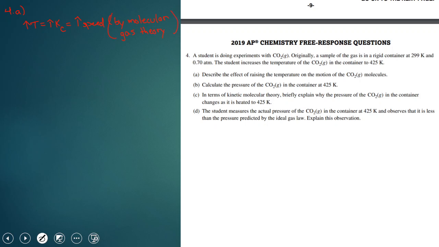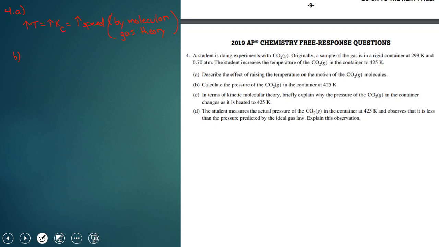Alright, that was question A. Very, very straightforward. Most probably just a 1-point question because of how straightforward it is. I would, however, convert this relationship into a sentence form just to be more professional on a test.